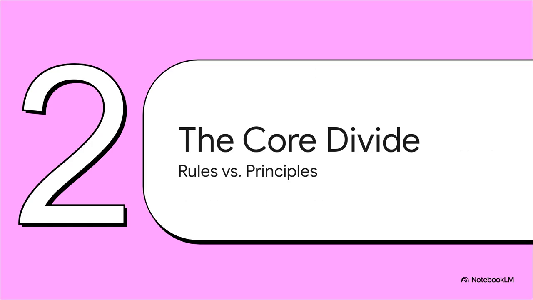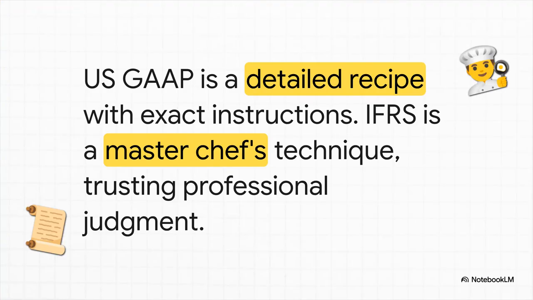Okay, so let's get to the real heart of the matter. This is the core divide, the fundamental philosophical difference between these two. And it really all comes down to one thing: rules versus principles. And there's a great analogy for this that makes it super clear. Think of US GAAP as a really, really detailed recipe. I'm talking exact ingredients, down to the gram, precise cooking times, specific temperatures. You just follow the instructions step by step.